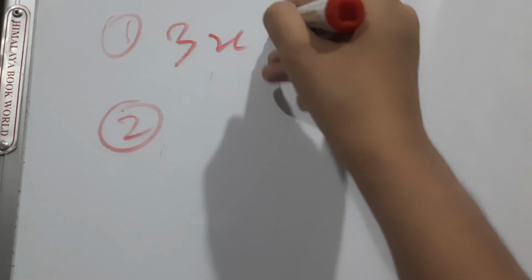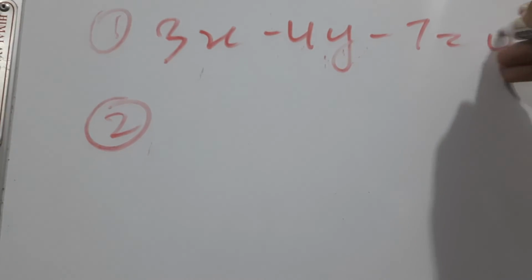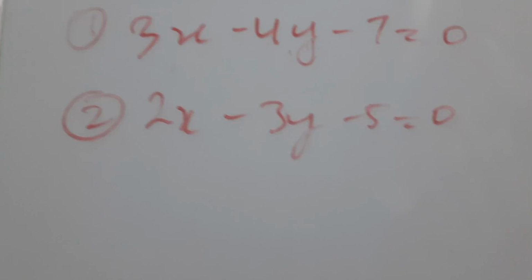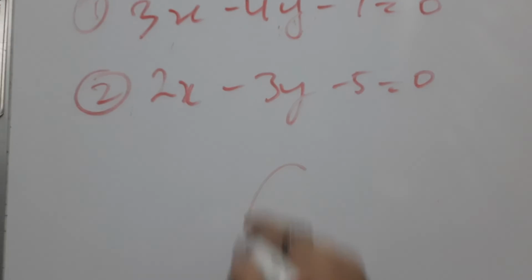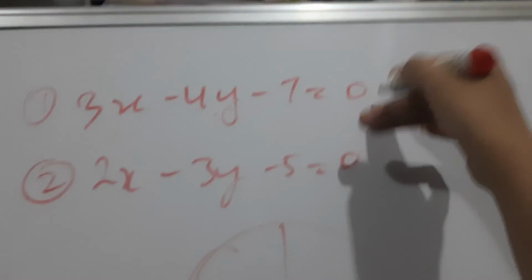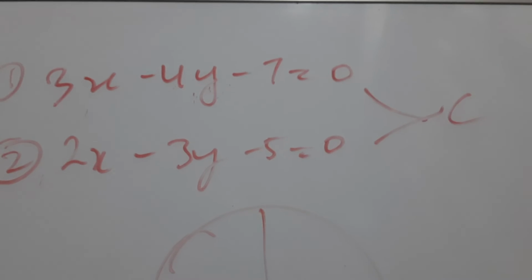It's very easy. Again line 1 and line 2 are given to you. Line 1 is 3x - 4y - 7 equals 0 and line 2 is 2x - 3y - 5 equals 0. These two lines are given. Again they are acting as the diameters of the circle. The intersecting point of both gives you the center. You have to solve both and you will get the center.